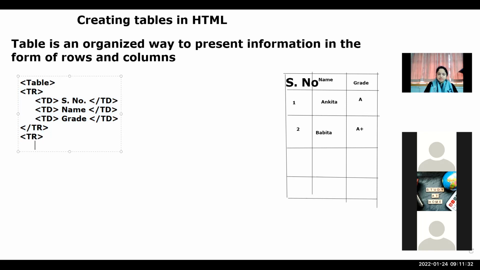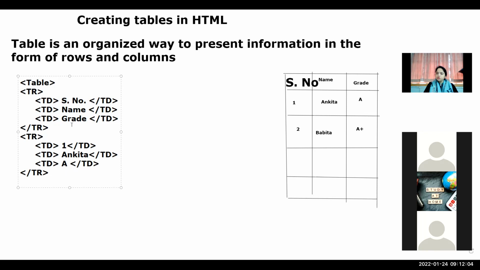Now in second row, what do we have? TD, what is the first value? 1. Close the TD tag. Now what is the value of the second cell? That will be Ankita. Then close the TD tag. Then what is the value of the third cell? A. Then close the TD tag. This is the second row and then close the TR tag. The second row is defined.